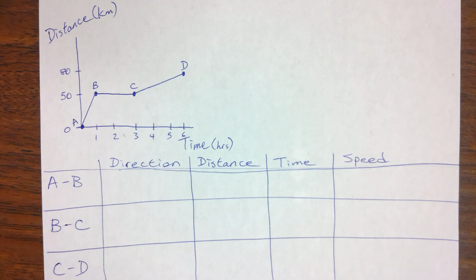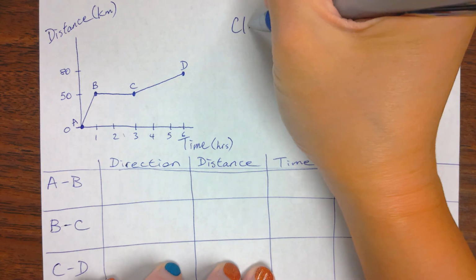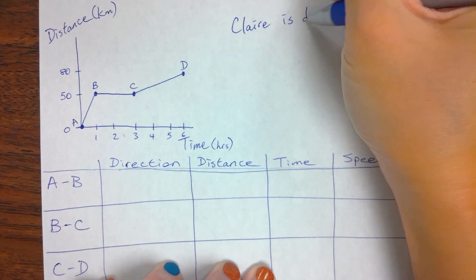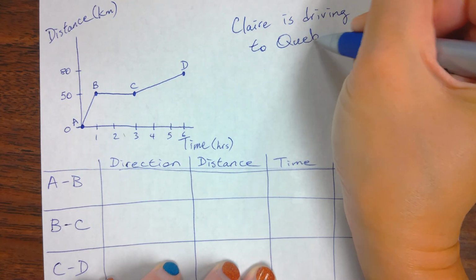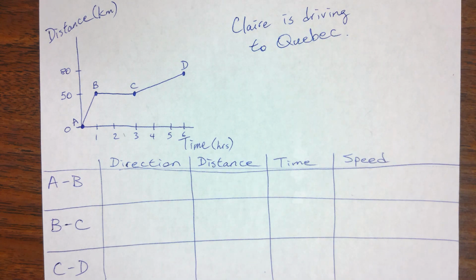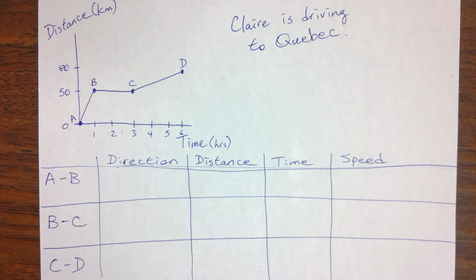Okay, so let's say Claire, you're going on a road trip. Where do you want to go? Quebec. Okay, so Claire is driving, yes, you have your driver license, to Quebec. Okay, what's good in Quebec? Since she just got her license, she is not driving very fast, and in fact, she can't even drive on the highway. So it's going to take you quite a while to get to Quebec.